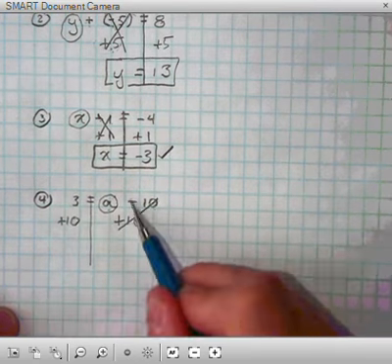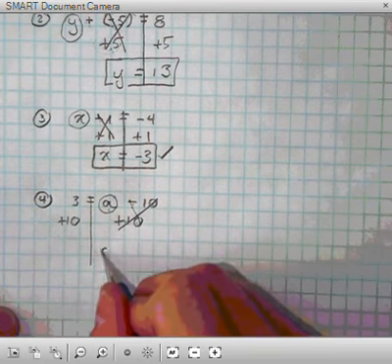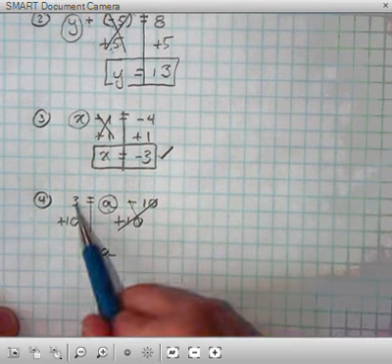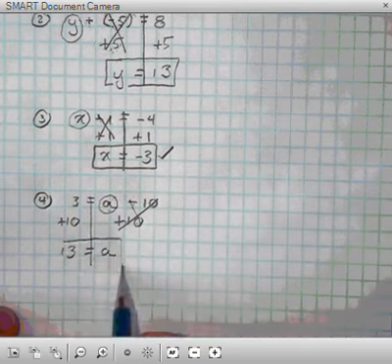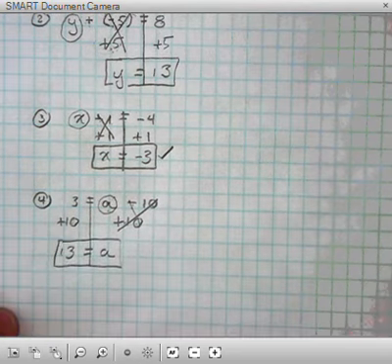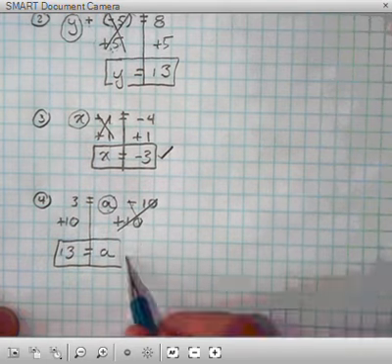When we do that, those cancel. I've got a minus 10 plus a 10. That equals 0. That leaves me with 1a. On the other side, I've got a 3 plus a 10, which gives me 13. And you can always check your answer. 13 minus 10 gives you 3, so we know that that's right.